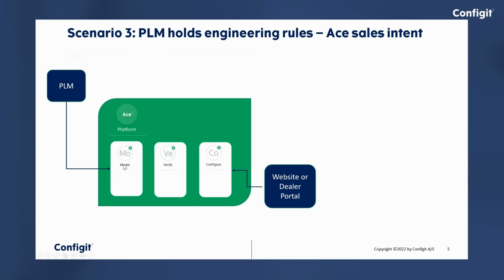And the flow would then be that you work on adding the sales intent. That's what I'm going to be showing in a few minutes. You would then release that data so that it can be configured using ACE Configure to a website or a dealer portal. And this can be done continuously, so that any changes in PLM can be brought into the ACE model. And we have customers doing this.